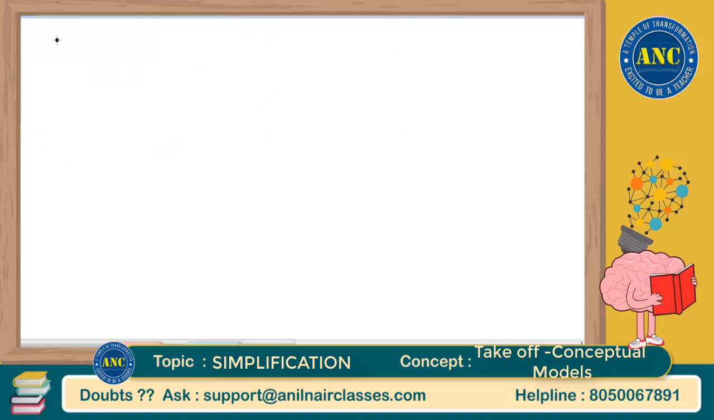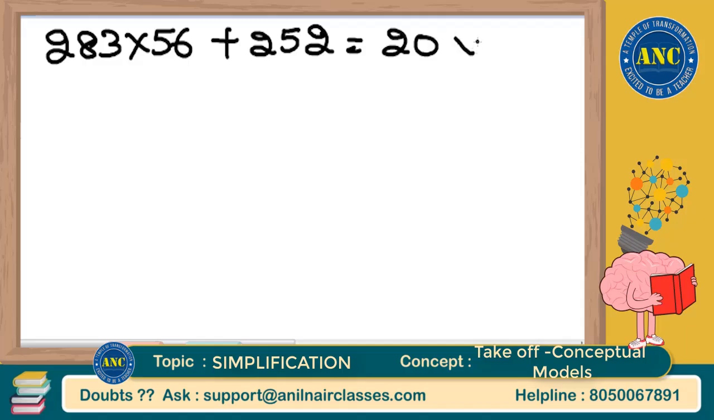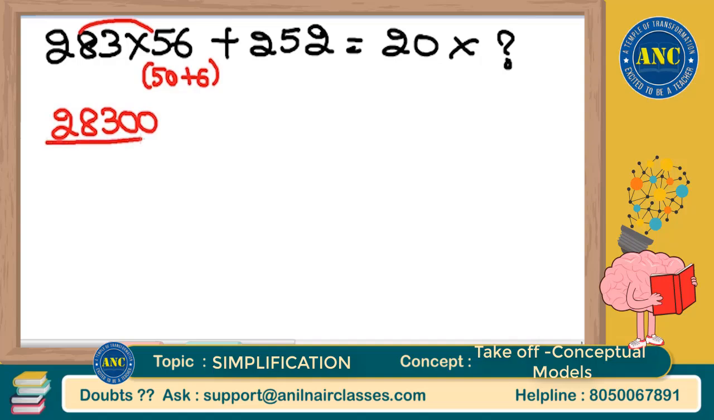Suppose, for example, 283 into 56 plus 252 is equal to 20 into question mark. Can I say it like this, sir? 283 into 56, I will write it as 50 plus 6. But I don't like to multiply with 50. I like to multiply with 100. So 283 into 100 is 28300, and then I will divide by 2. Both are the same. 28300, 28 by 2 is 14, 300 by 2 is 150. It is 14150.